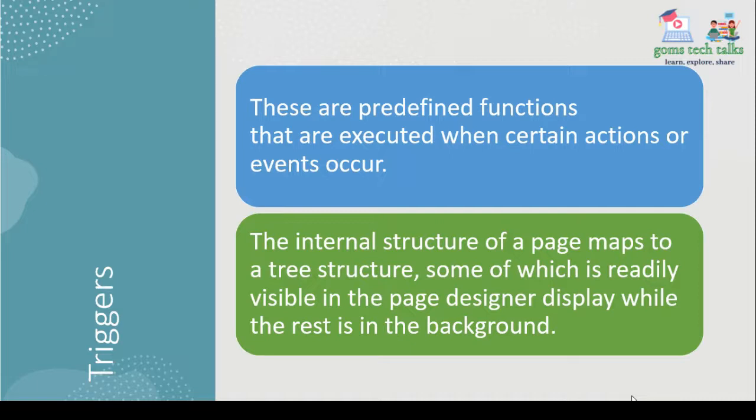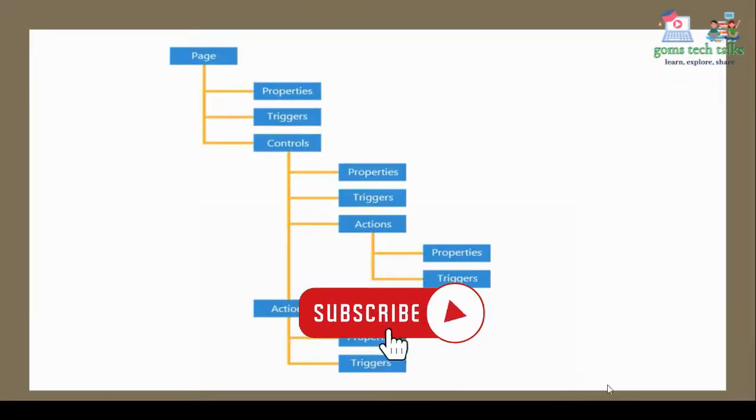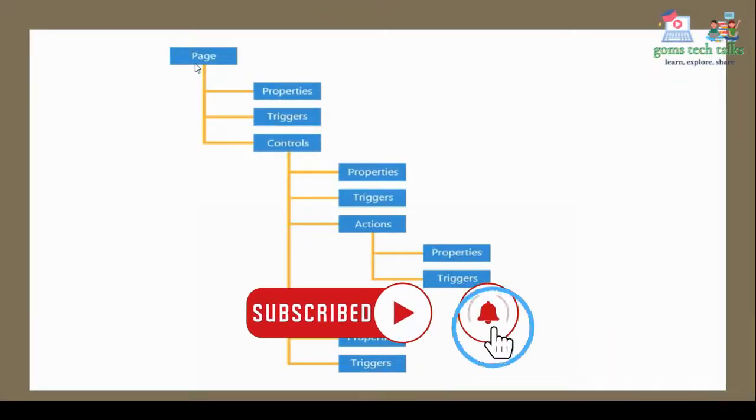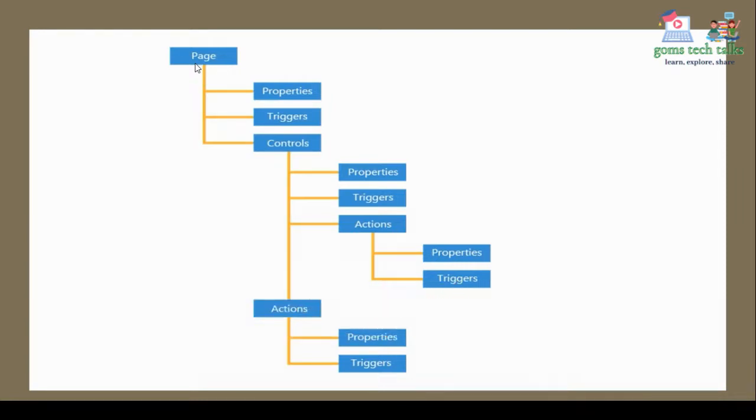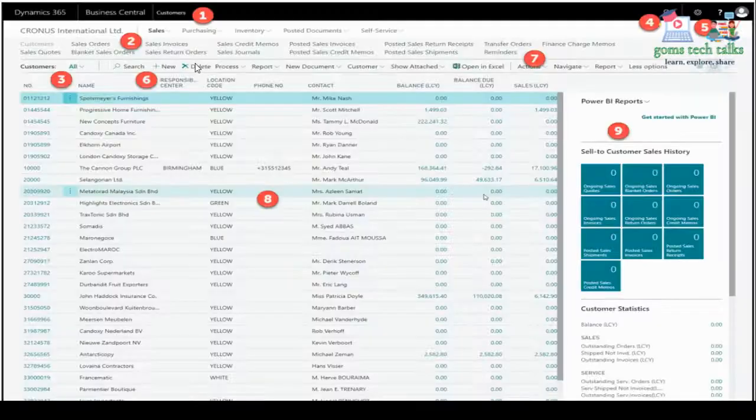The internal structure of a page maps to a tree structure. Here you can see that this is a trigger. So triggers also apply for the page. That is, you can create a page level trigger and also control level triggers. So this is all about the trigger.